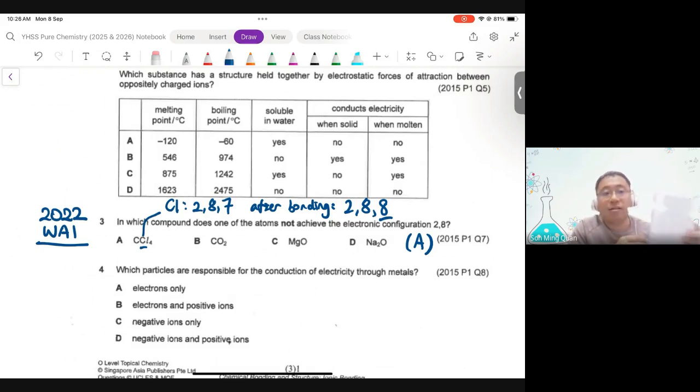All right. The rest of the substances, if you look at magnesium, this is Mg2+, is 2,8. This is Na+, is also 2,8. Because magnesium loses 2 valence electrons to form Mg2+, so it's 2,8. Sodium loses 1 valence electron to form Na+, also 2,8. All right. So the answer is A. Chlorine doesn't have the electronic configuration 2,8. It can't have. Okay.